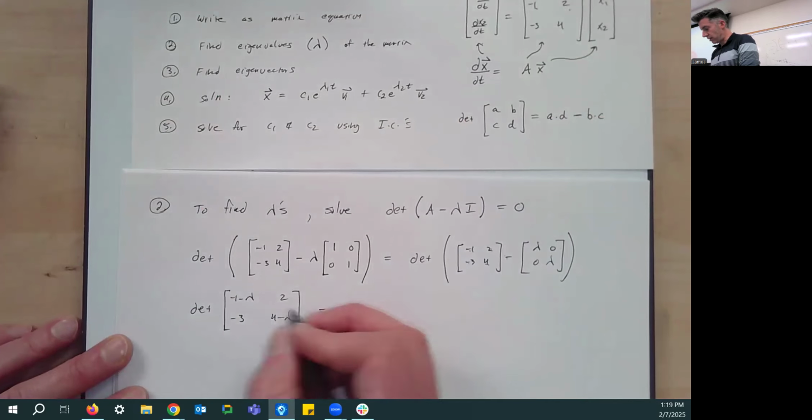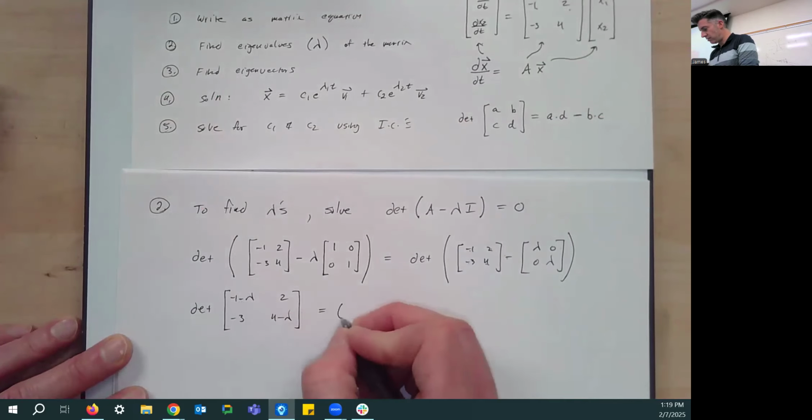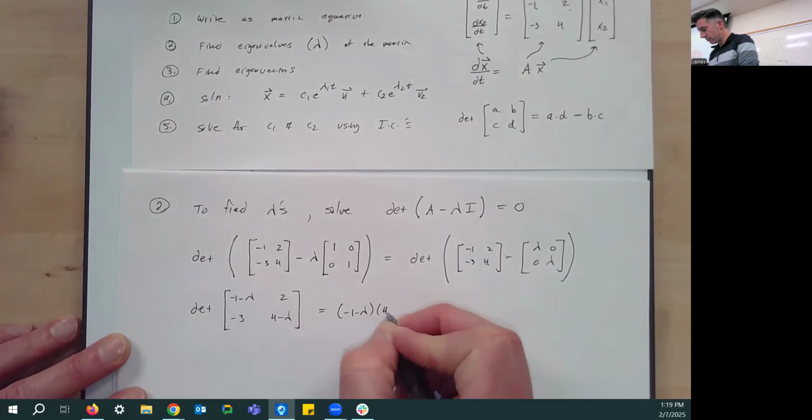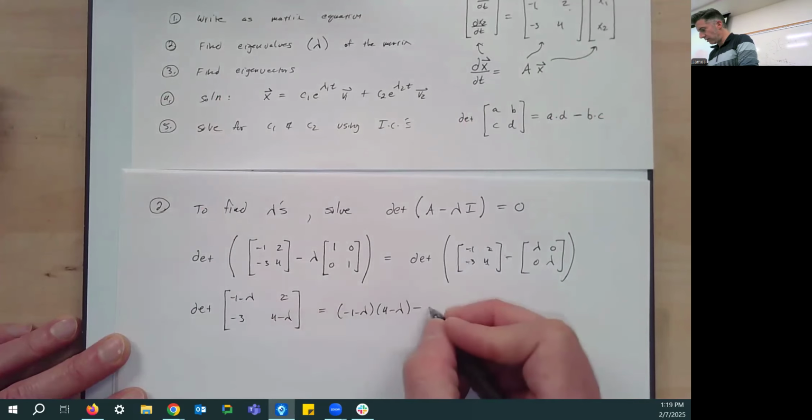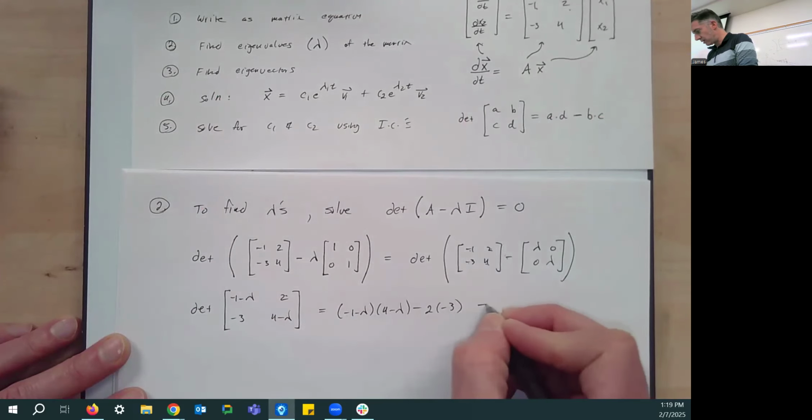So AD minus BC. Here, that's going to be (-1 minus lambda) times (4 minus lambda), minus 2 times -3. We're going to set that equal to 0 and solve.